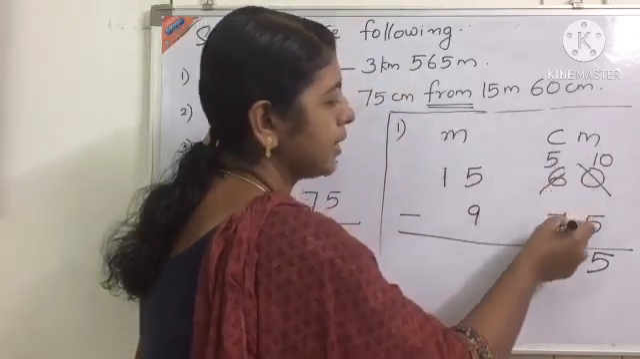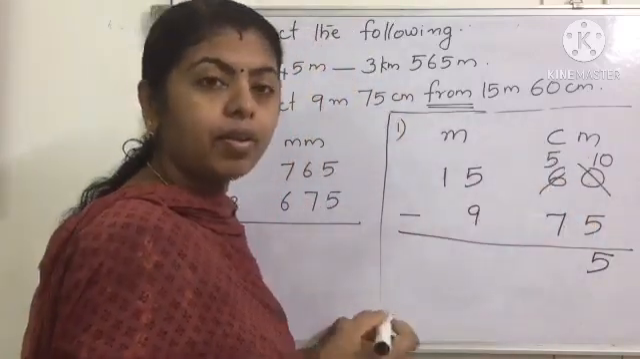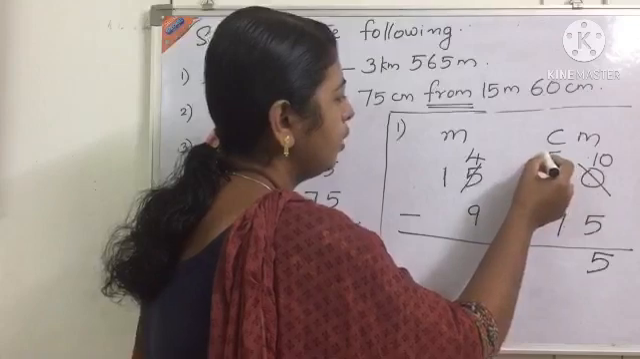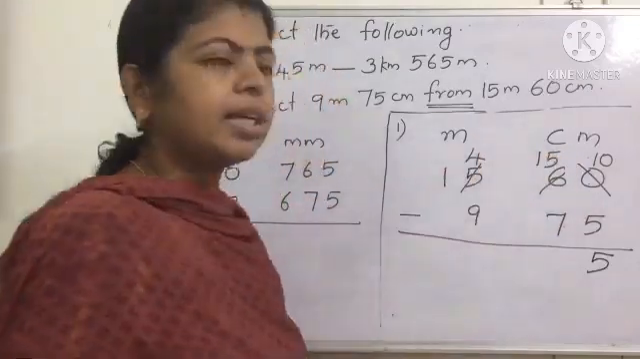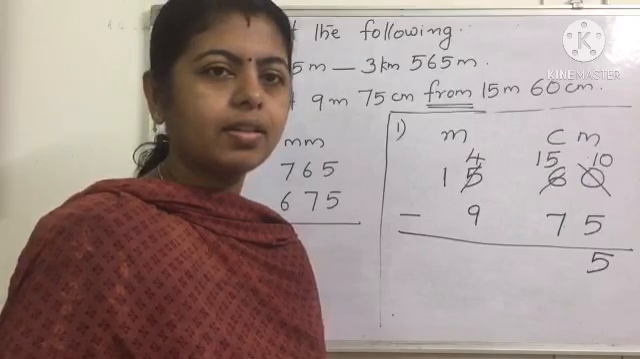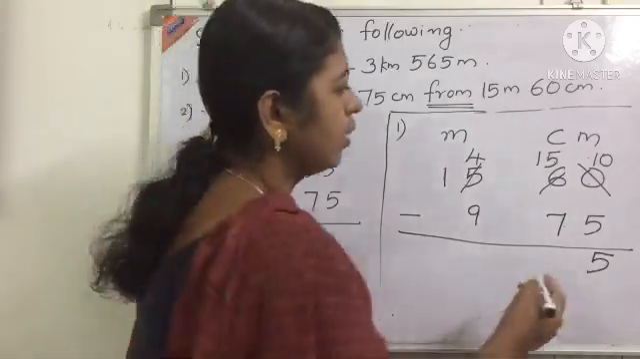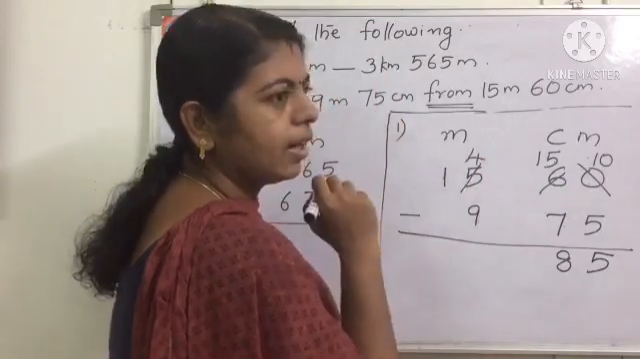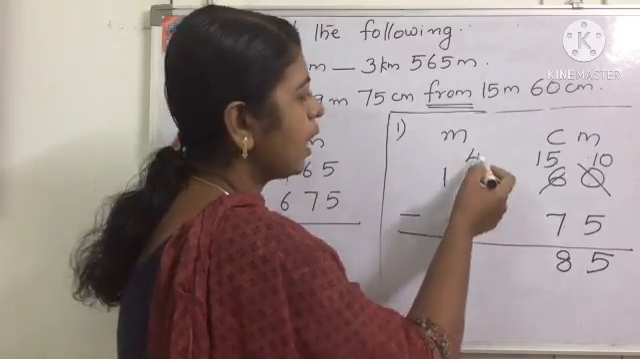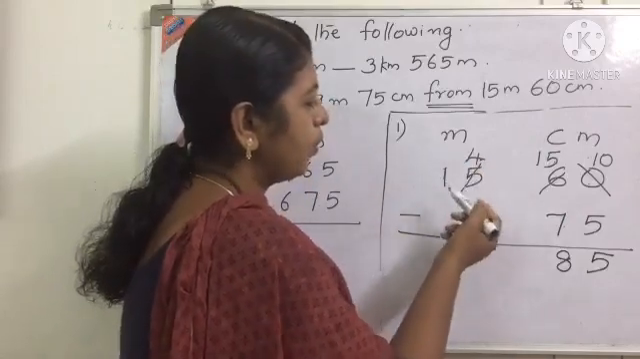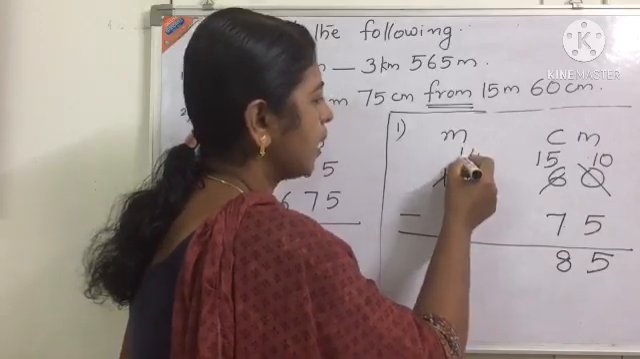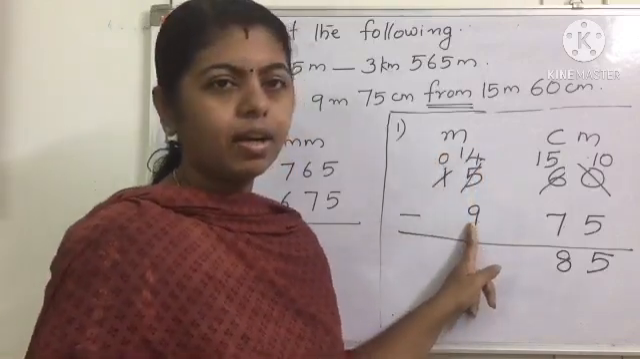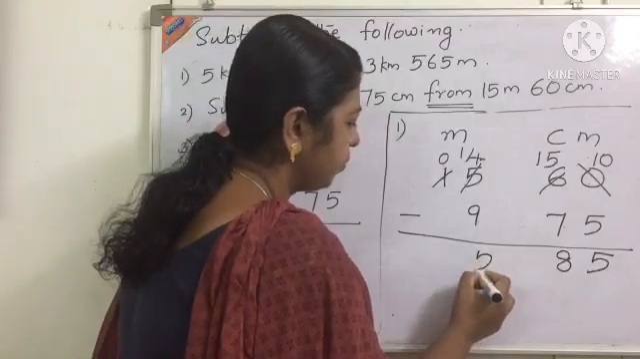Then 5 minus 7 is not possible. Then what will we do? We take 1 from here, so it becomes 4 and here it becomes 15. 15 minus 7, how much is it? Count. It's 8. Now 4 minus 9 is not possible because the upper number is small. We take 1 from here. It becomes 14 and this becomes 0. Then 14 minus 9, how much is it? It's 5.